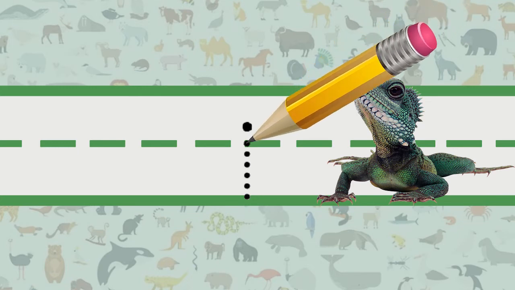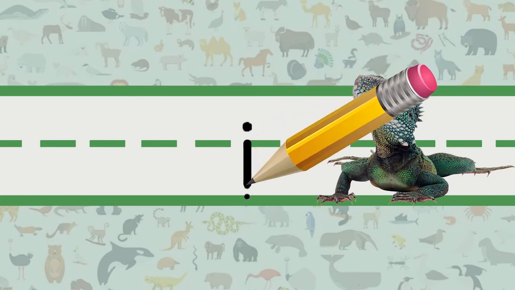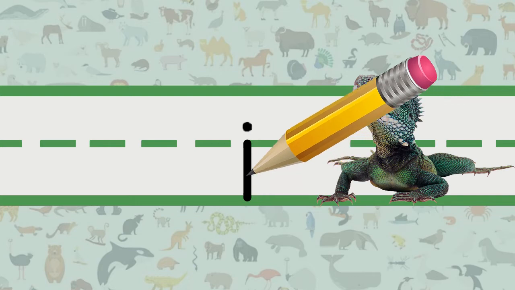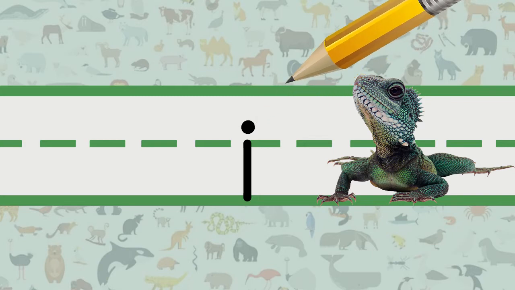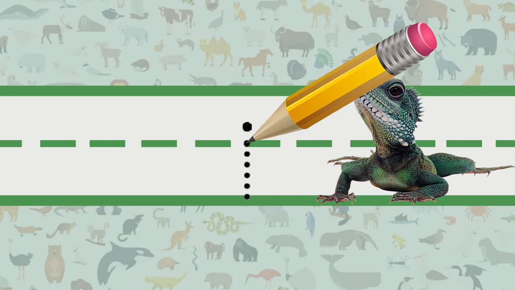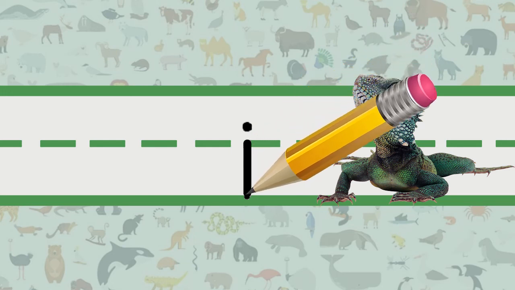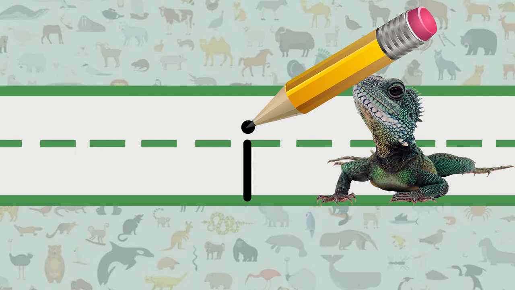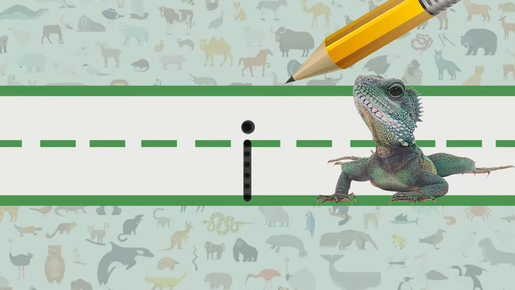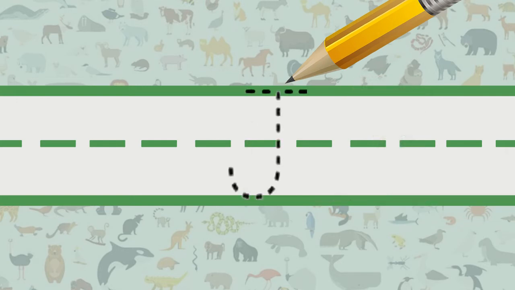Start at the middle and draw a straight line down to the bottom. Then go to the middle and draw a dot above the line. Good job! Let's do that again. Start at the middle and draw a straight line down to the bottom. Then go to the middle and draw a dot above the line. Good job! Let's write the letter J.